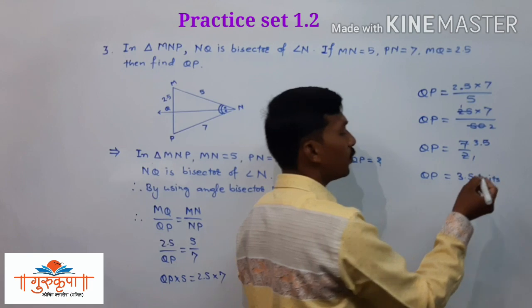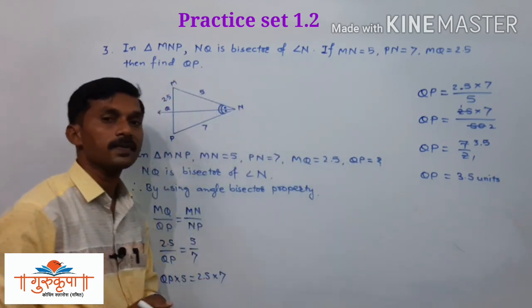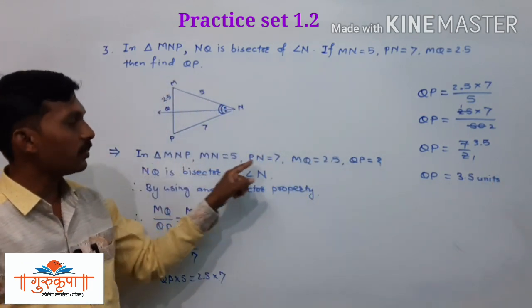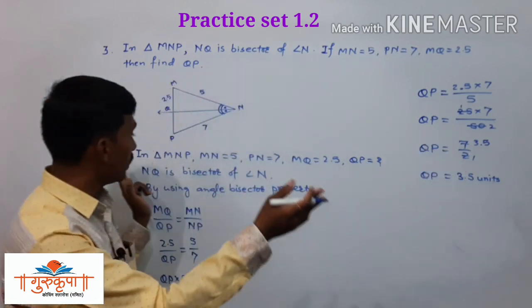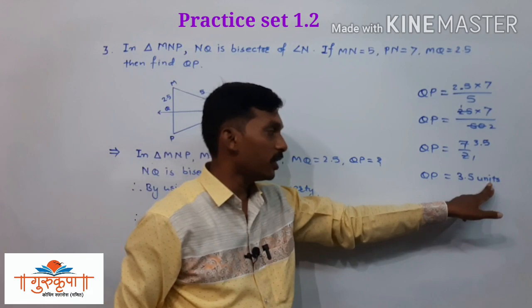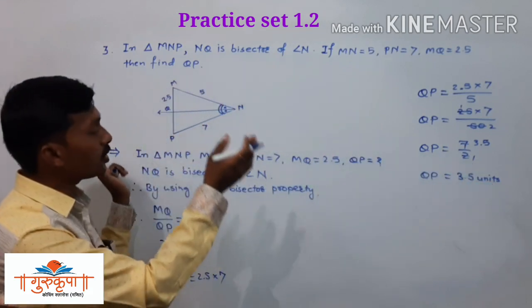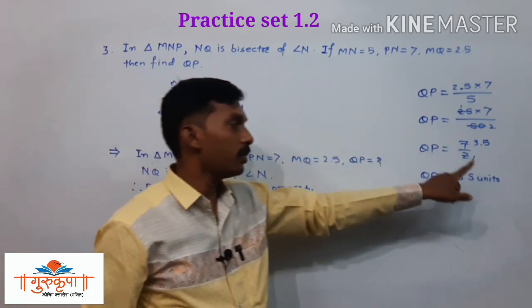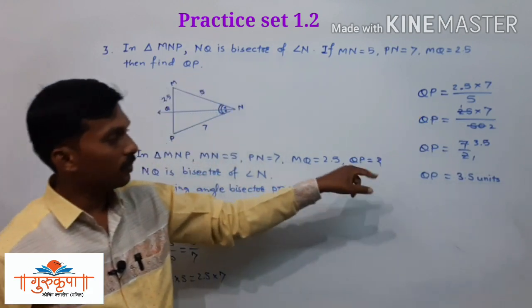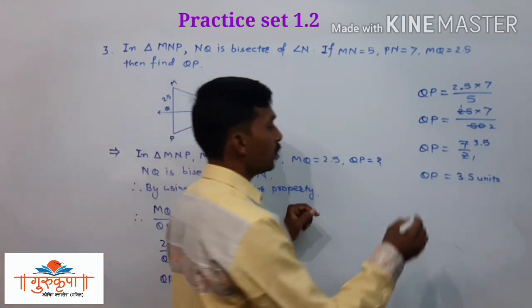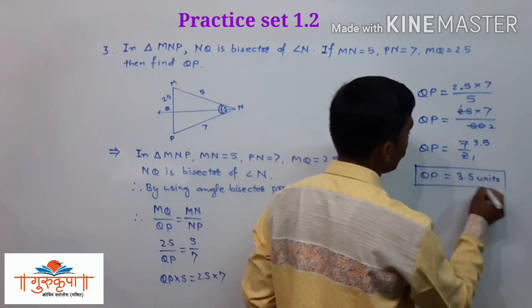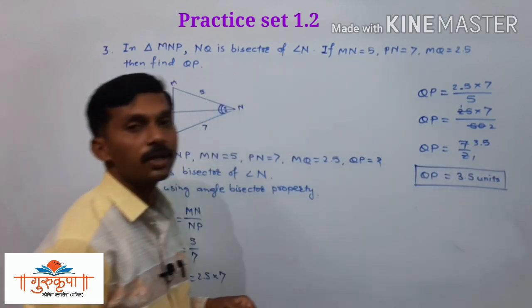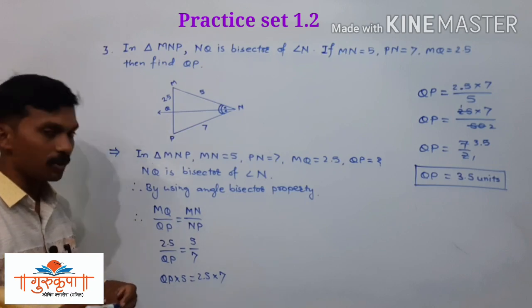Now it is very important to write the unit. If all the sides are given in centimeter, then we have to write centimeter. If all the given sides are in meter, then we have to write meter. And if the unit is not given, then we have to write unit only. So we have QP is equal to 3.5 units. So this is all about the third question from the practice set 1.2. Here we complete the third question.